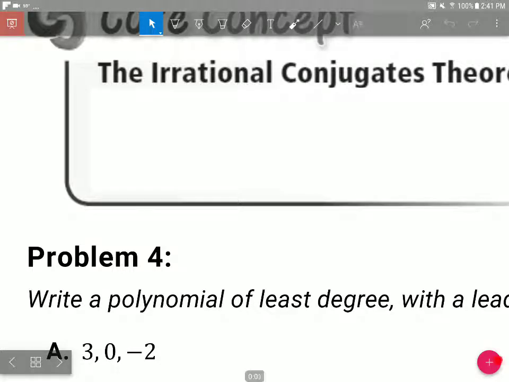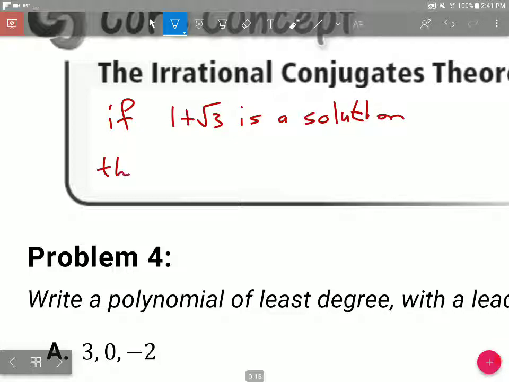All right, the irrational conjugates theorem on page 28 basically states that, in a nutshell, if 1 plus the square root of 3 is a solution, then 1 minus the square root of 3 is also a solution. Okay? And these are conjugates of each other.